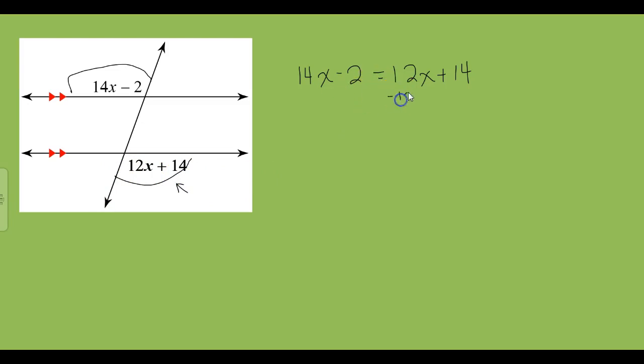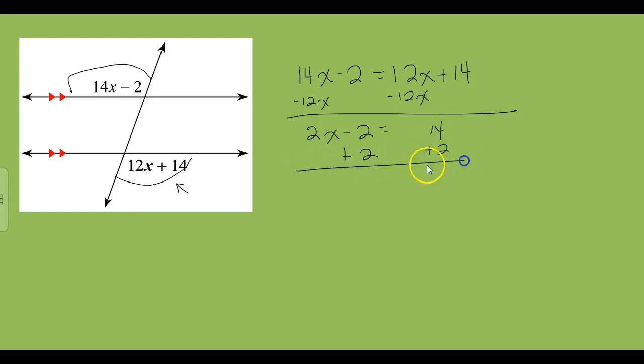So if we subtract 12x from both sides, I have 2x minus 2 equals 14. Add 2 to both sides, 2x equals 16. Divide both sides by 2, it cancels, 16 divided by 2 is 8. So I could just say that x is equal to 8.